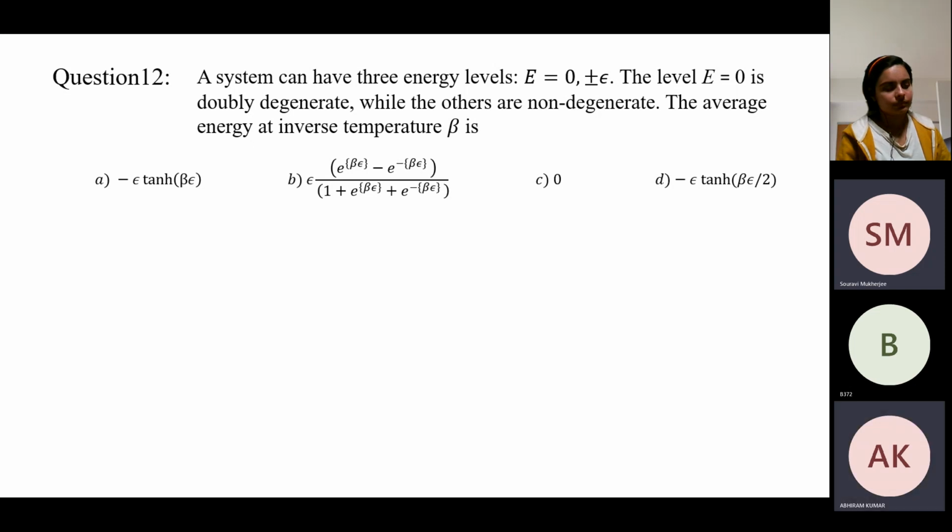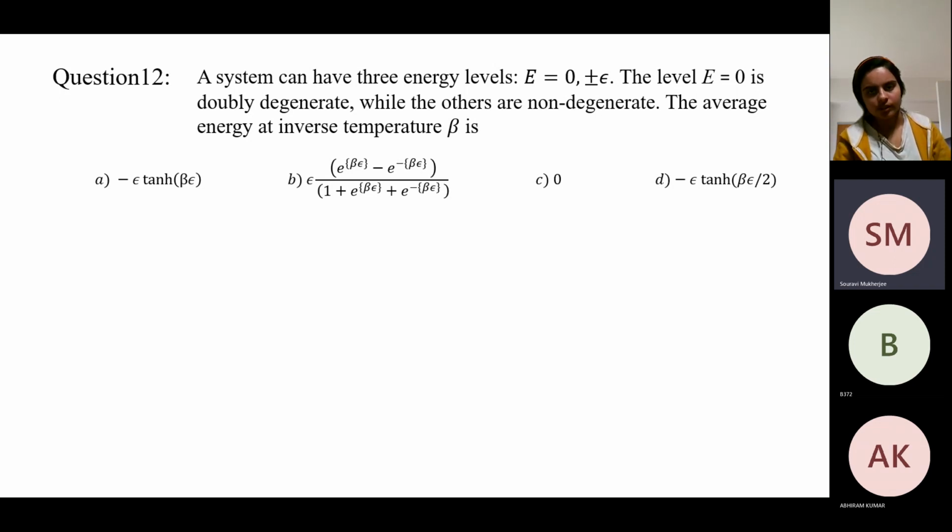Ma'am, the energy is doubly degenerate. Then I'm getting a factor of two, but in the options there is no factor of two. So the zeroth energy is doubly degenerate means there are two such levels. The answer should match with one of the solutions. I'll discuss the solution once you have tried. Okay, ma'am, I am solving. Okay.